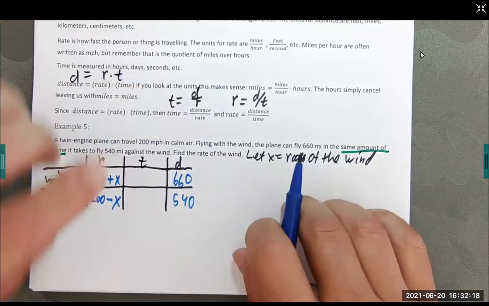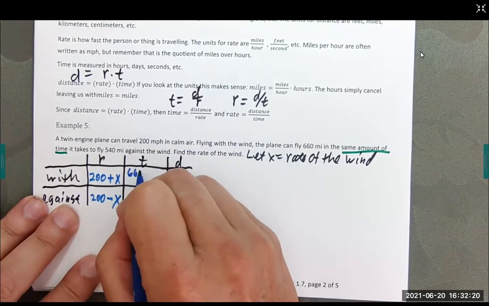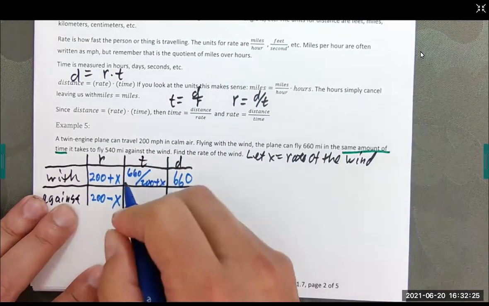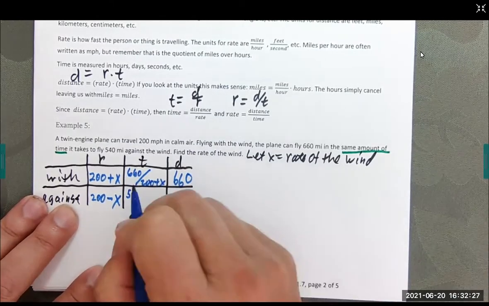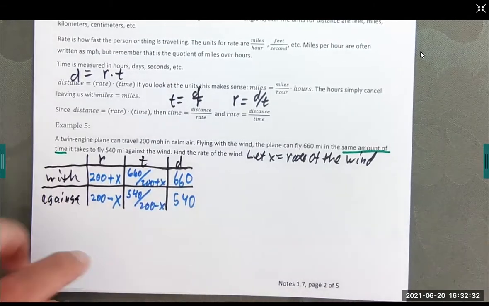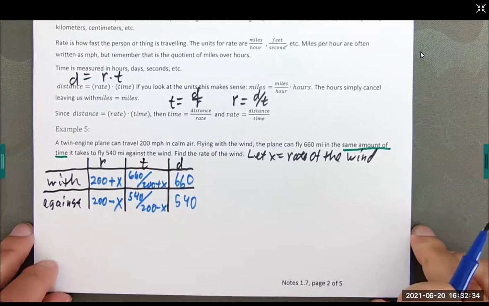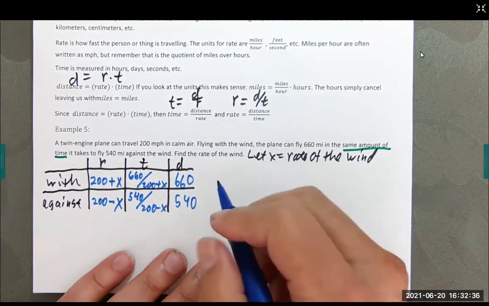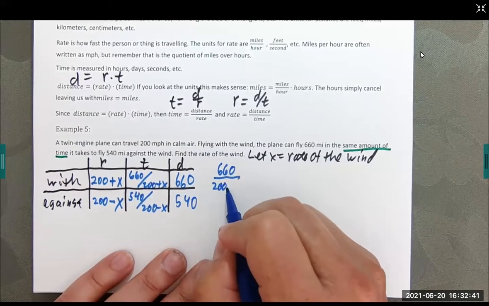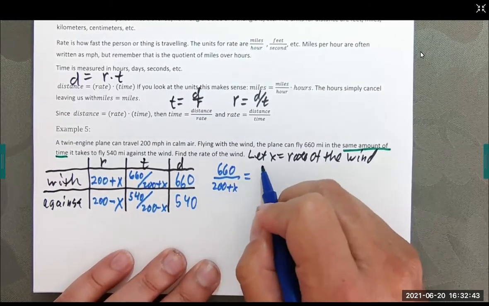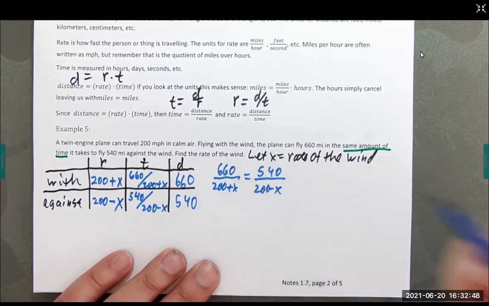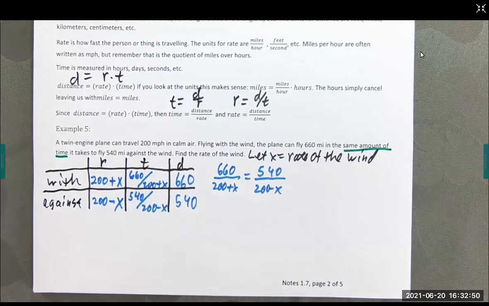I'm going to take the distance, 660, and divide it by 200 plus x. 540 over 200 minus x. And because it's the same amount of time, I'm going to set these two equal to one another. So 660 over 200 plus x equals 540 over 200 minus x. Okay. So now I need to solve this equation.